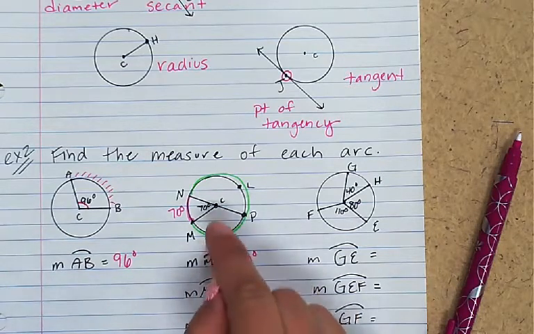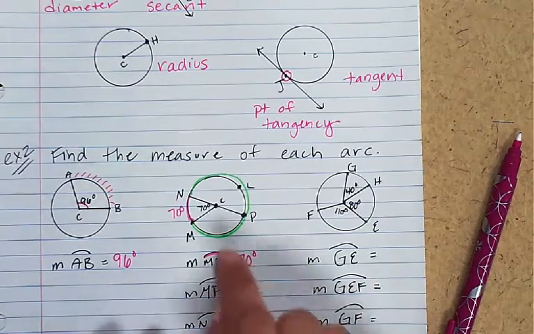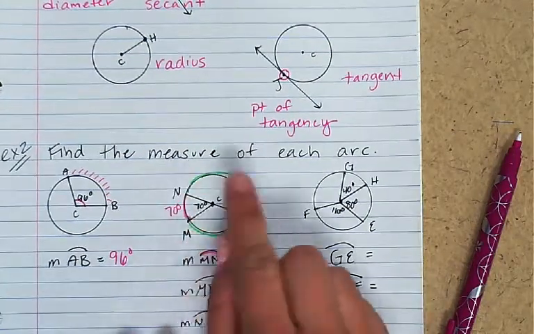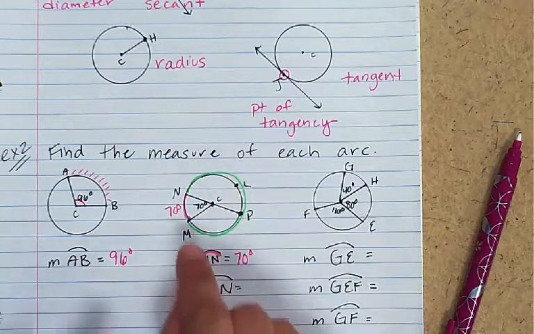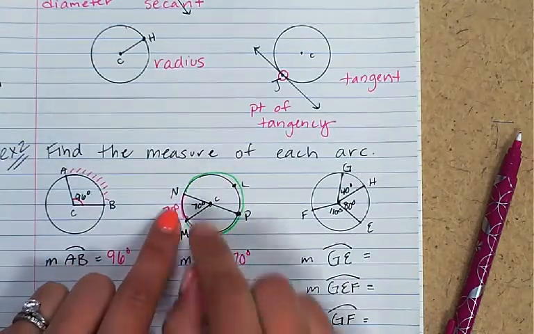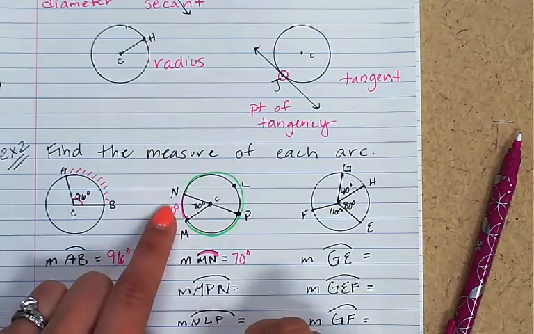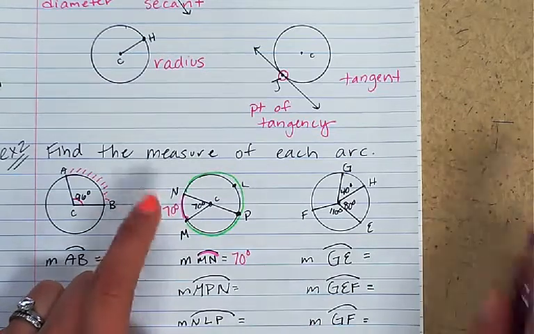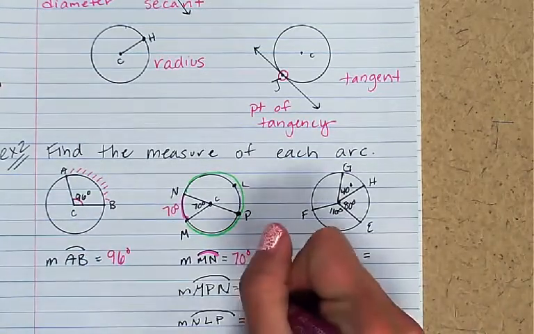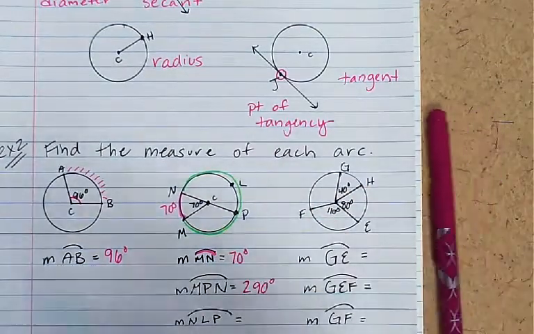So there are 360 degrees in this circle. So an entire circle is 360 degrees. So the green part is everything except for what I've highlighted pink. So if the whole thing is 360 and we've used up 70 here, you can just do 360 minus the 70 and you'll get 290 degrees. So this whole green arc there is 290 degrees.